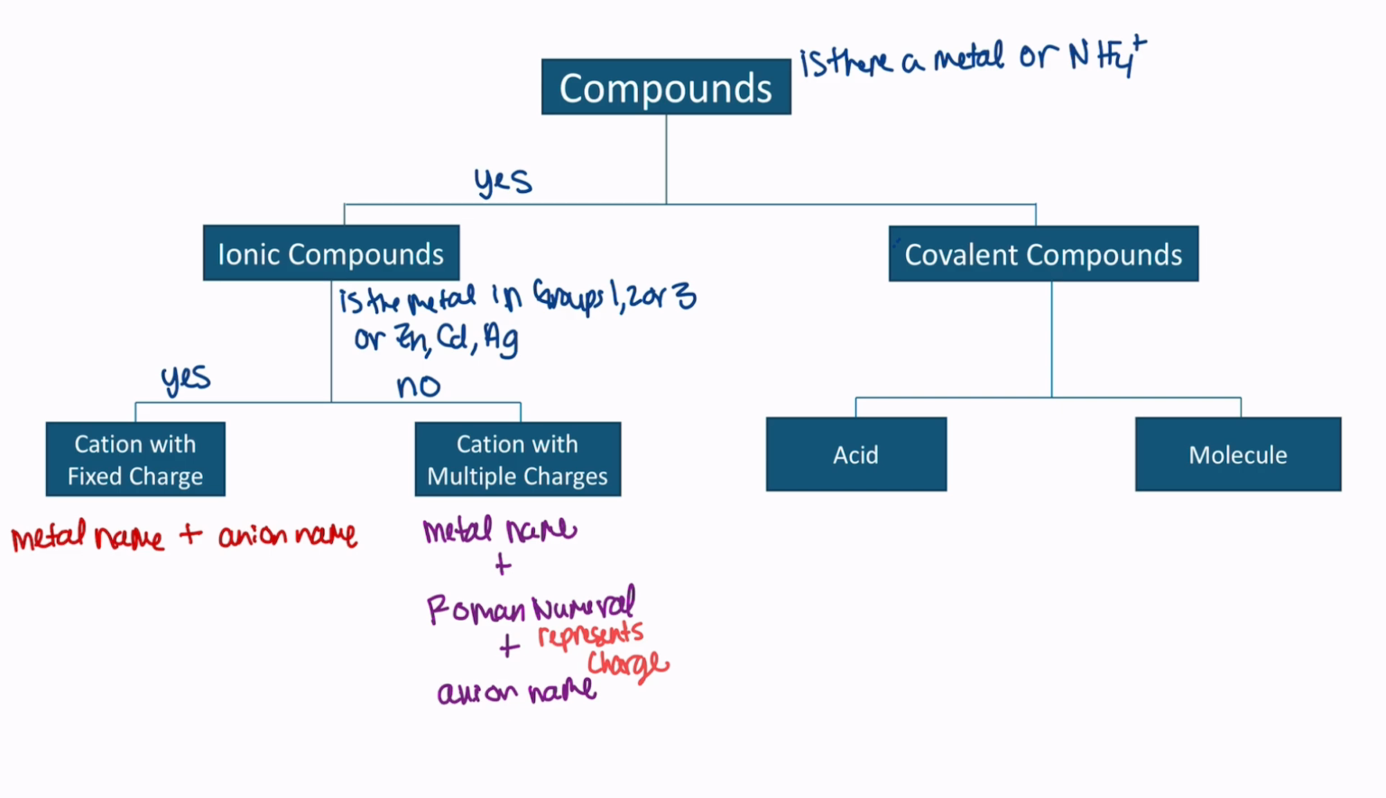Okay, so is there a metal or is there ammonium? Yes, you have an ionic compound. If you have ammonia or ammonium, just go straight to naming it: cation name followed by the anion name. So, is there a metal? Yes. Is the metal in groups 1, 2, or 3, or zinc, cadmium, silver? If the answer to that is yes, then you have a cation with a fixed charge. If the answer to that is no, then you have a cation with multiple charges, and you have to use Roman numerals. Now, in your original question, is there a metal or ammonium?